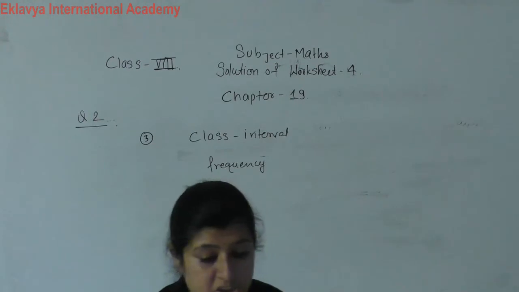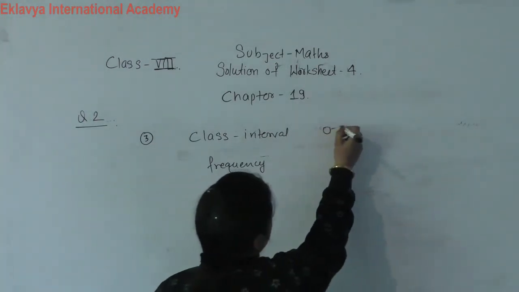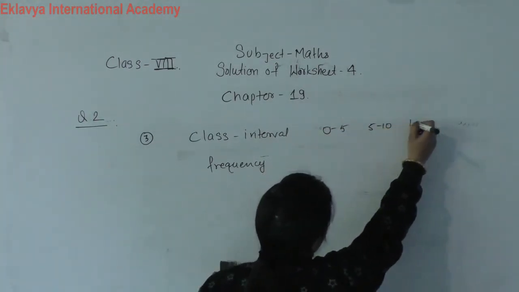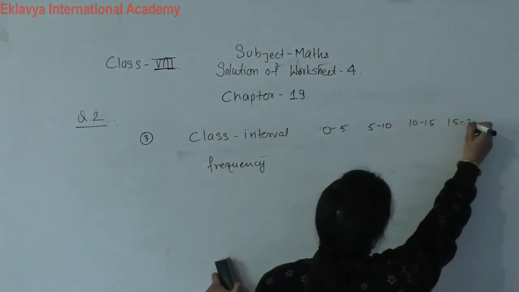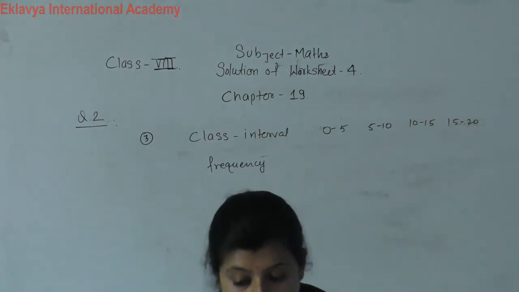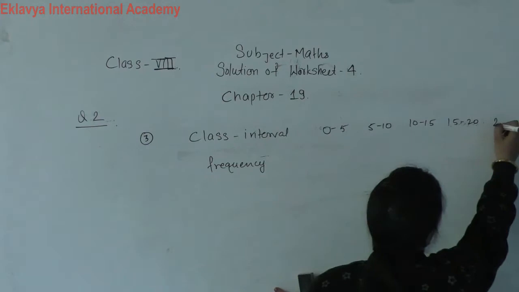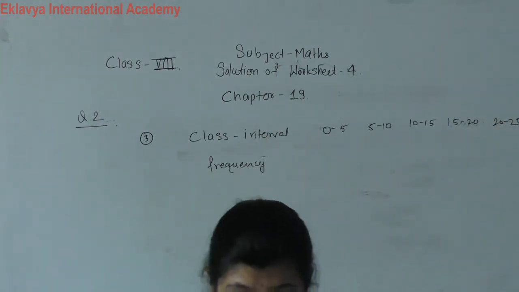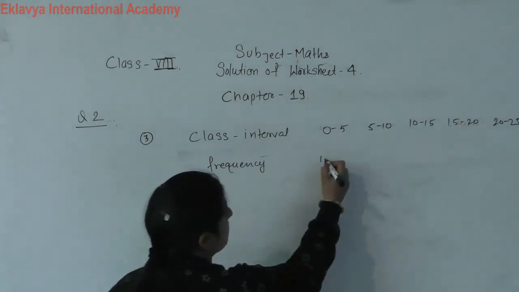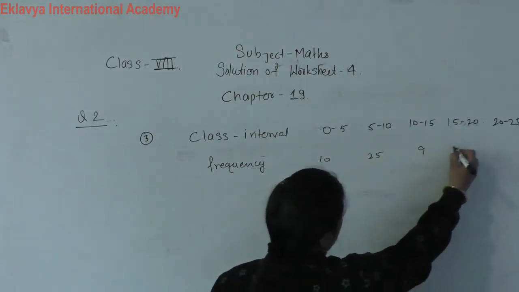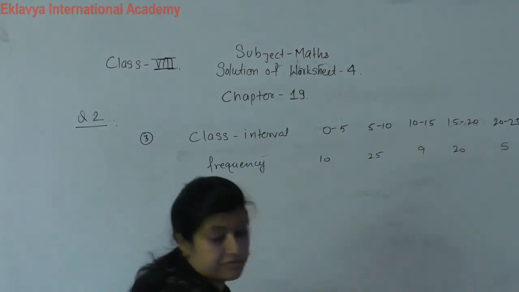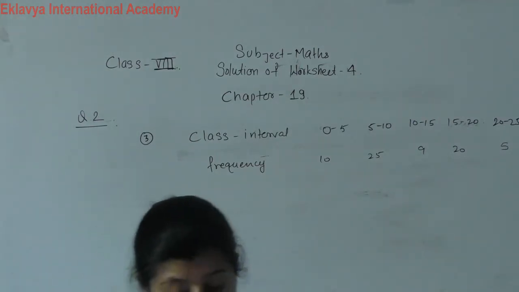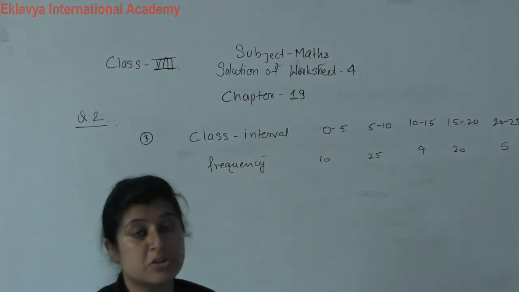Class intervals are 0 to 5, 5 to 10, 10 to 15, 15 to 20, and the last one is 20 to 25. The frequencies given to you are 10, 25, 9, 20, 25. Draw a histogram for the following distribution.